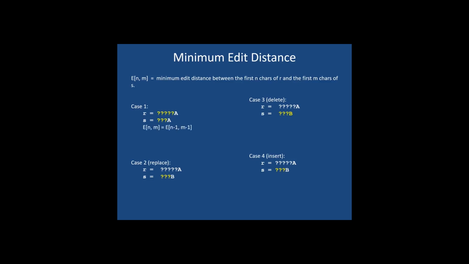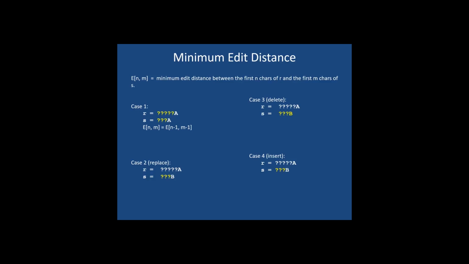In this case, if the first n characters of R and the first m characters of S end with the same letter, then the edit distance E of n comma m is equal to the edit distance of n minus 1, m minus 1. In other words, the cost of turning this string into that string is the same as turning those 5 characters into those 3 characters. You can lop off the A's, they match, and focus on what's left. So this is a recursive definition. When the two substrings end with the same letter, you just define the edit distance of the longer strings in terms of the edit distance of the shorter strings.